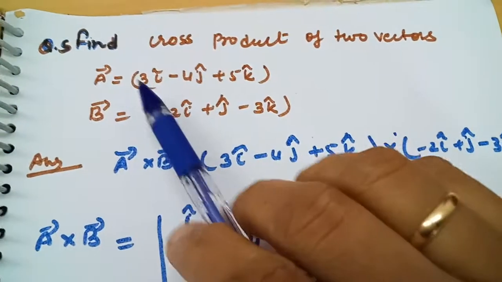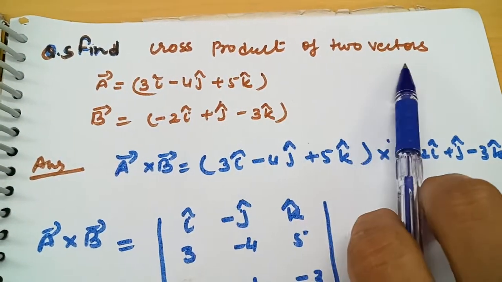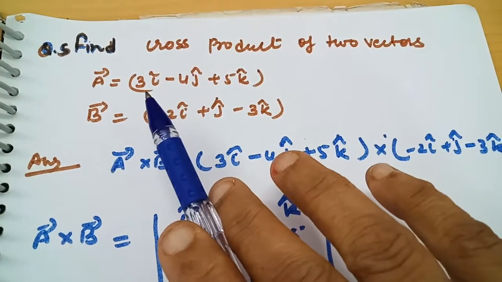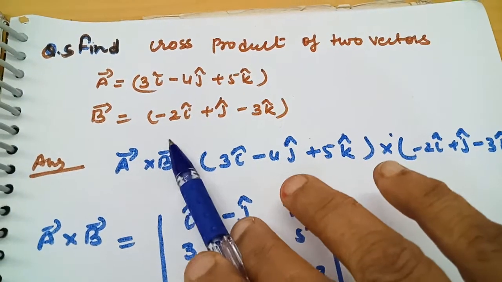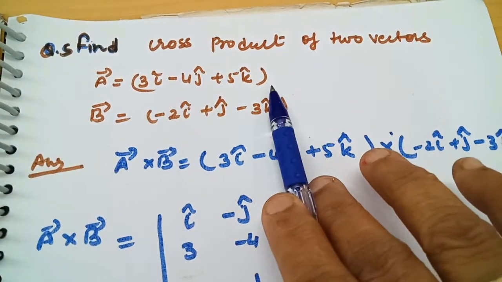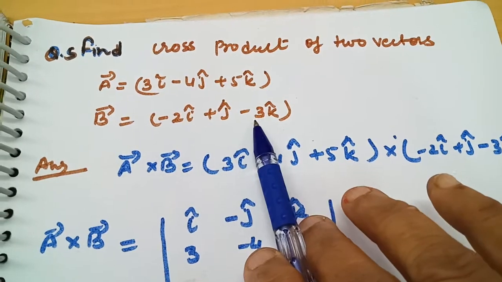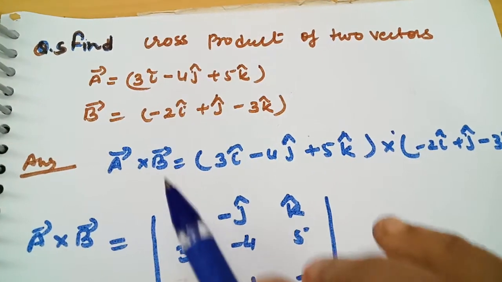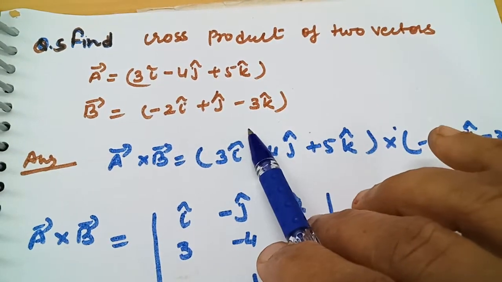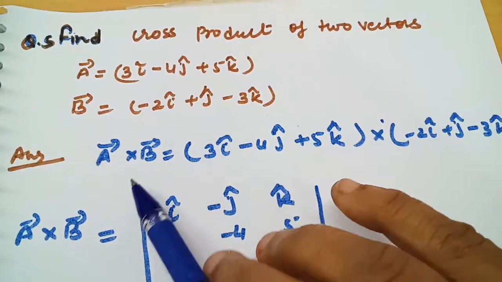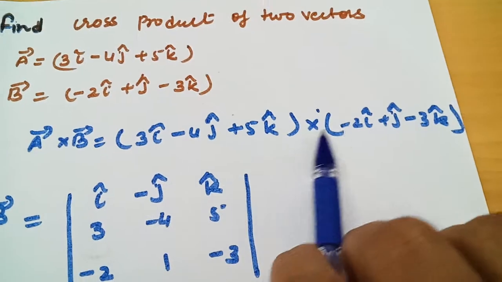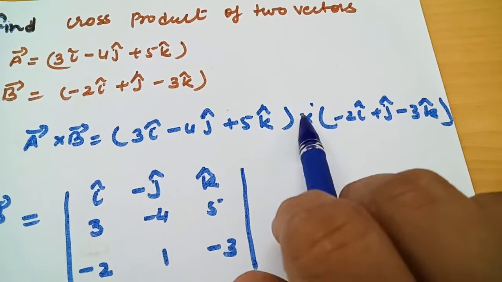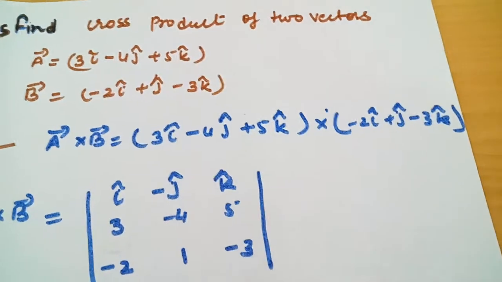Children, this is the question based on the cross product of two vectors. If the two vectors A and B are given in the component form, then how will you calculate the cross product of A and B? The vectors are given in the component form, and you will write A cross B in this manner. The cross sign is compulsory between the two brackets.